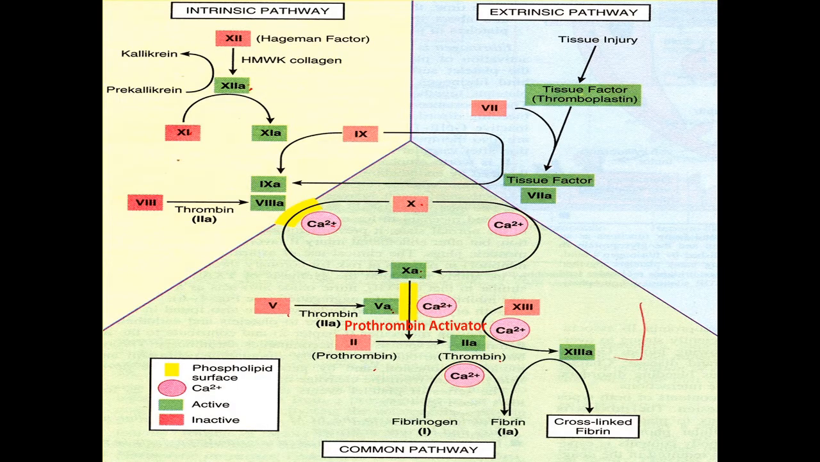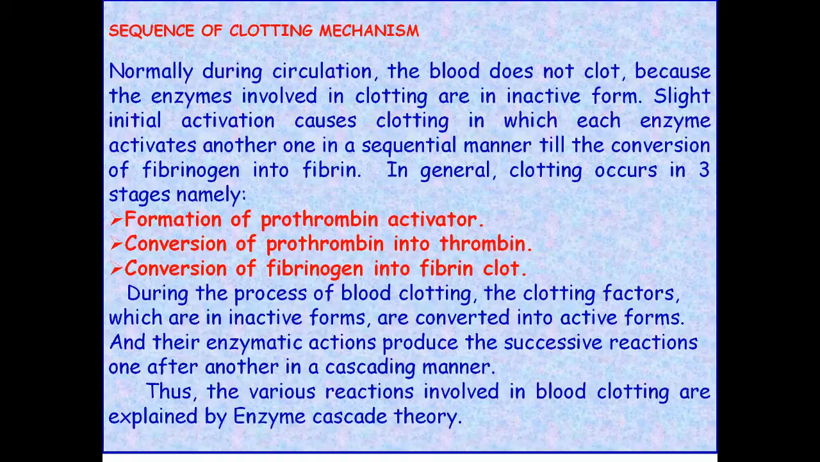In both the intrinsic and extrinsic pathways, the three basic steps are there. The first is the formation of the prothrombin activator. Second is the conversion of prothrombin into thrombin. And the third one is formation of the fibrin clot from the fibrinogen.